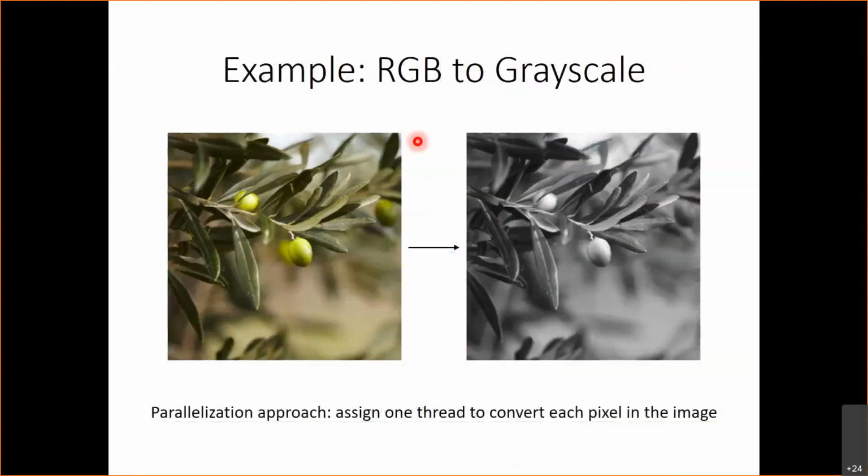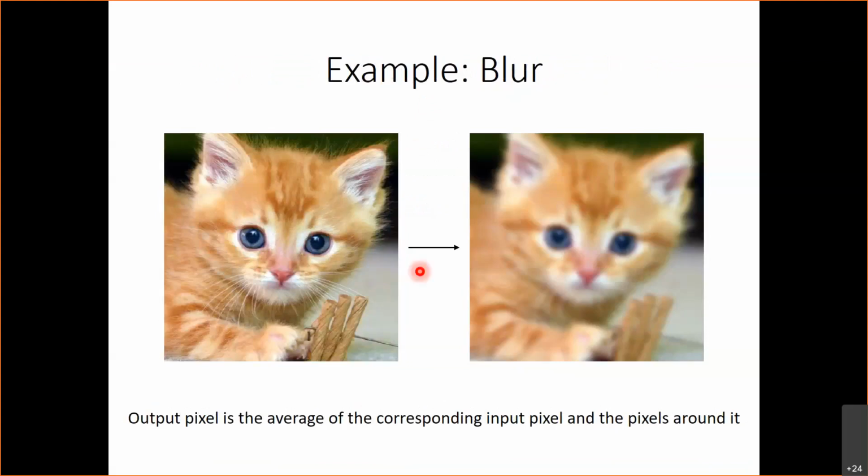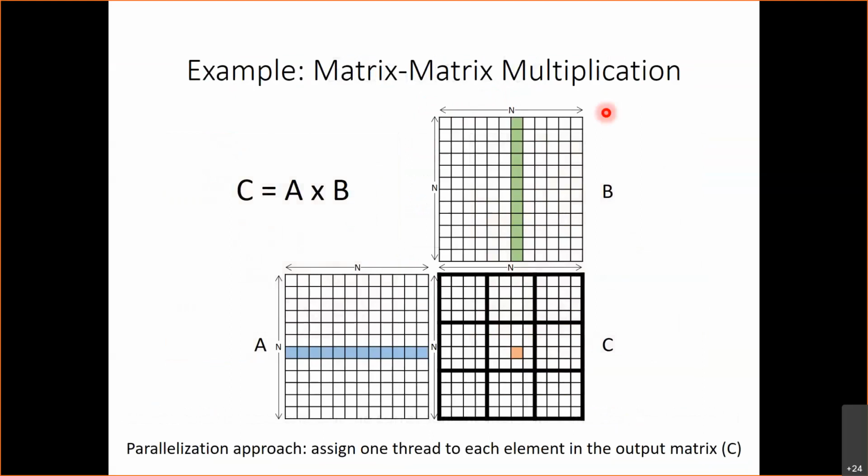We did RGB to grayscale conversion. We did image blur, which is a special case of convolution, which we're going to be talking about today. And we also did matrix multiplication. And this example actually stayed with us for the next few lectures. We looked at other kinds of optimizations that we can apply.